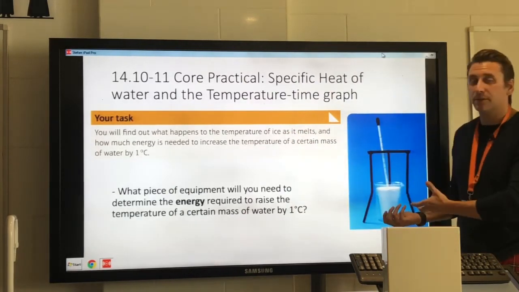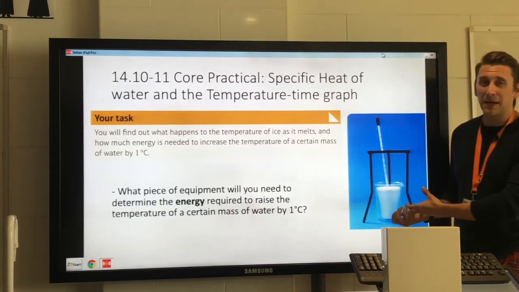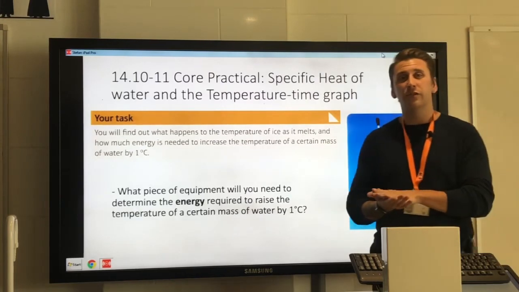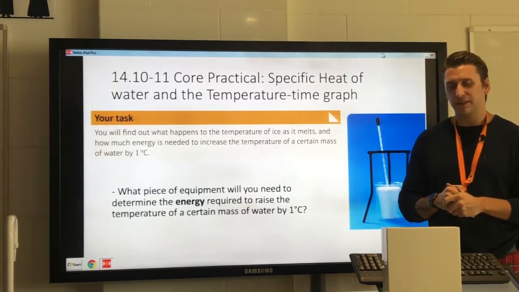Now, in order to make that more accurate and reduce the wasted energy, we just insulate it better or use more insulation or simply just place a lid over the top, which is an insulator as well. And that's the core practical for specific heat capacity.